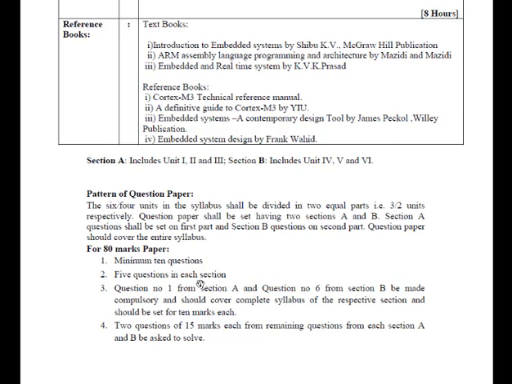So don't skip any chapter. Don't think that you will miss this chapter in the options. No, you will lose your marks in the compulsory question. So that's all about the syllabus.